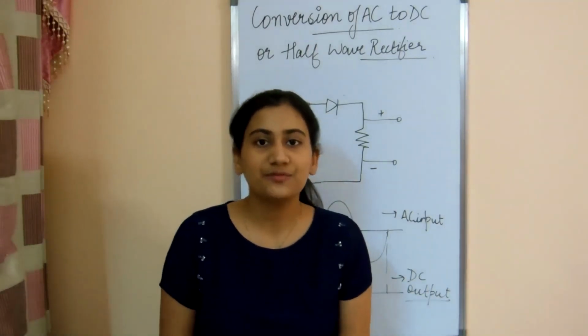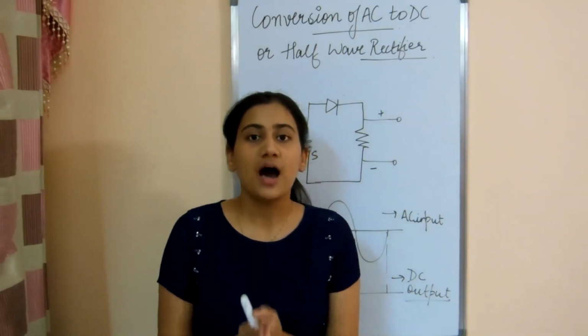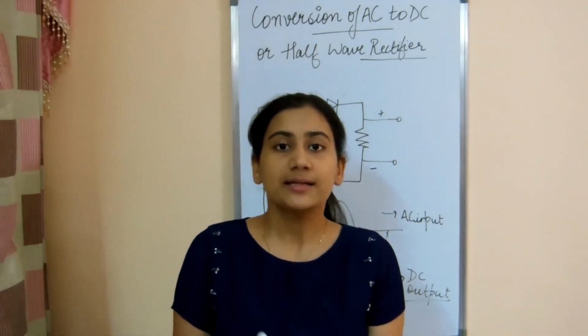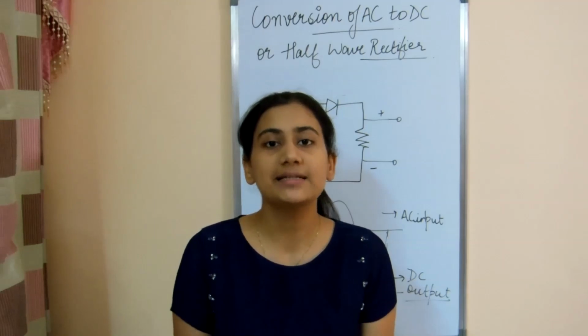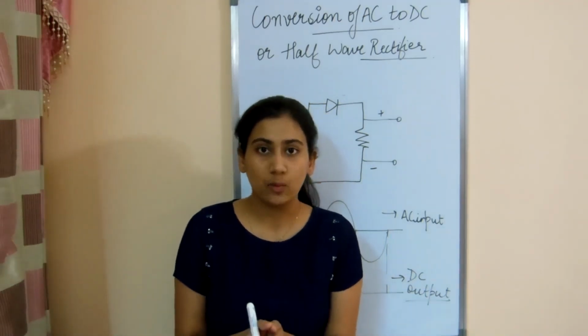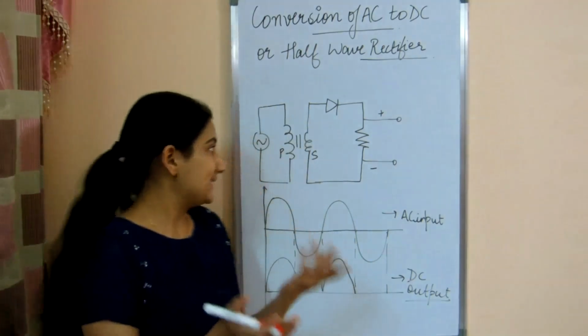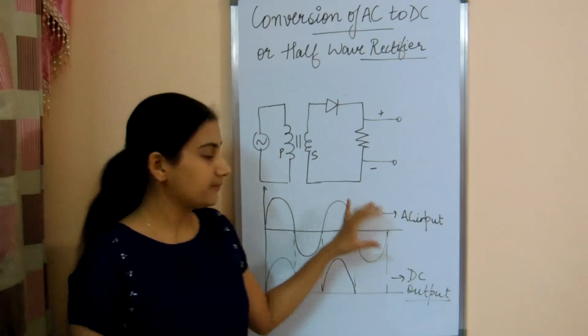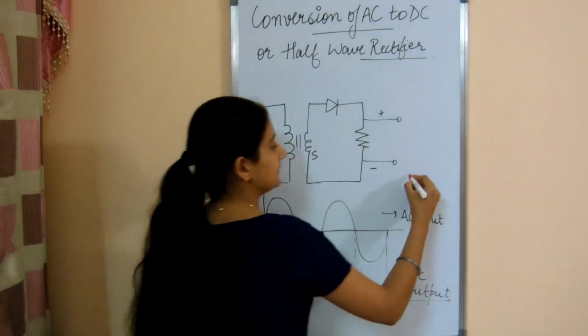Hi, in this video we are going to study the half wave rectifier, or we can say that we are going to study how we can convert AC current into DC current. Now I hope you know what is AC and what is DC. AC current is alternating current, its wave is like this, and DC current is like this, steady current.